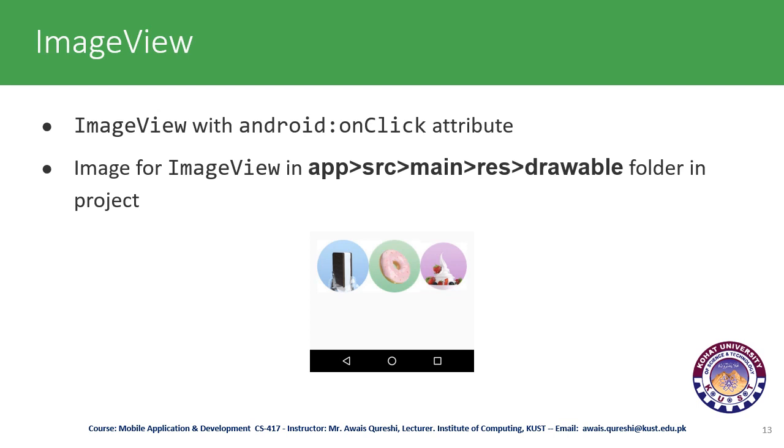Image view with an Android on click attribute. We can use clickable images with the help of this image view object. And the image for the image view is in this path. You can go to the project tab and then open app, sources directory, main directory, resources directory, and then the drawable folder in the project.